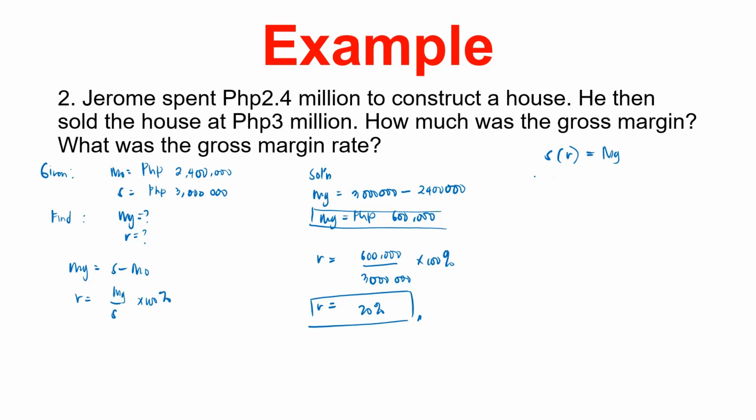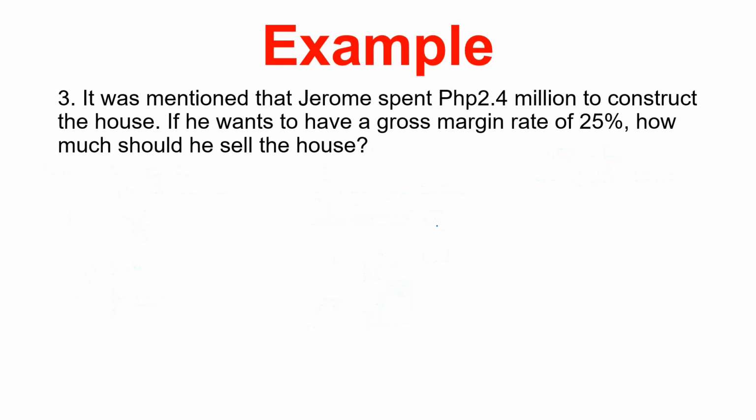Since we have 3 million times 20% or 0.20, when you input that on your calculator or get the product, ang lalabas dyan ay 600,000. So again, the gross margin is 600,000. Ang kinita niya nung binenta niya yung bahay is 600,000. So 600,000 is 20% of the selling price. Let's have the third problem.